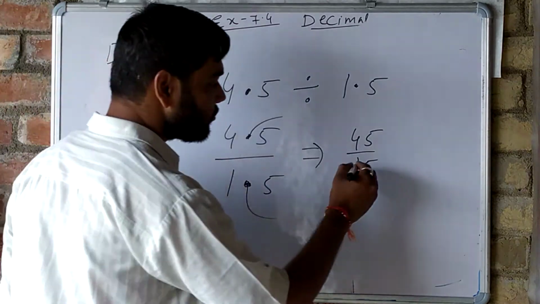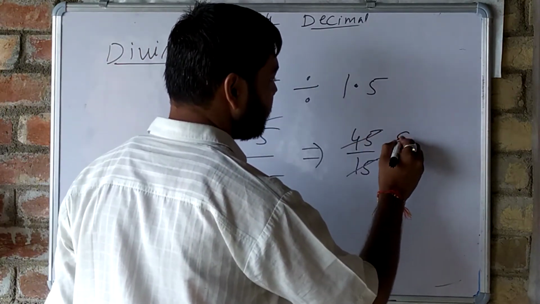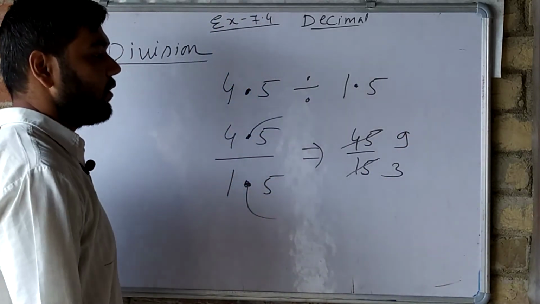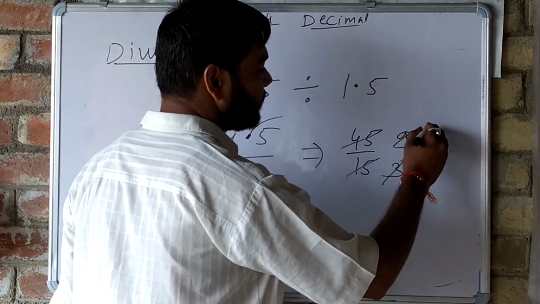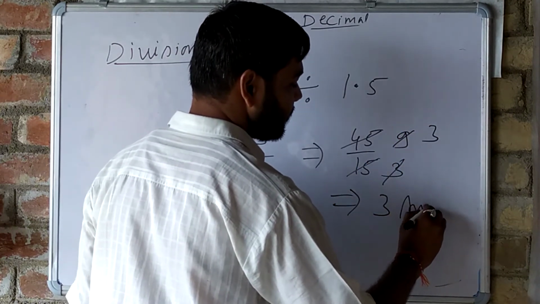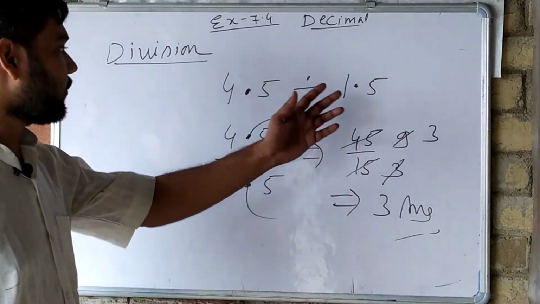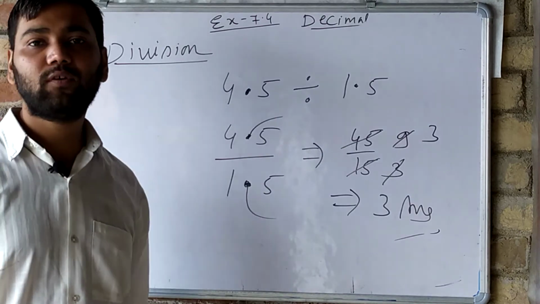Now here, 5 3s are 15 and 5 9s are 45. Then 3 1s are 3, 3 3s are 9. So the answer is 3. So after dividing we have the answer 3. Like this we have to divide.